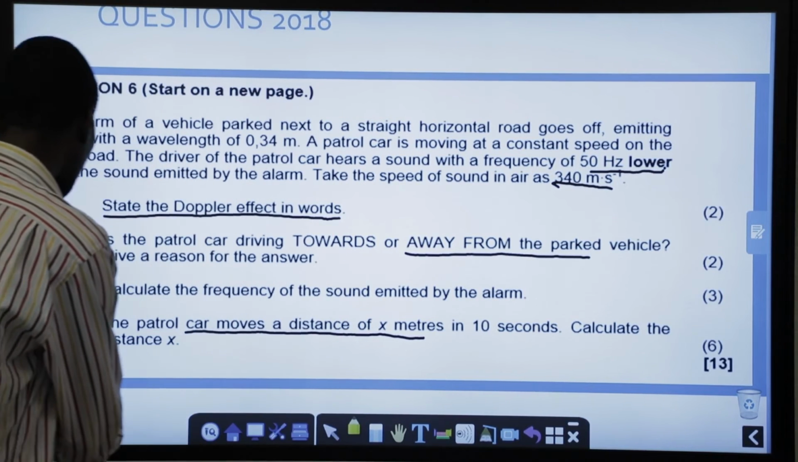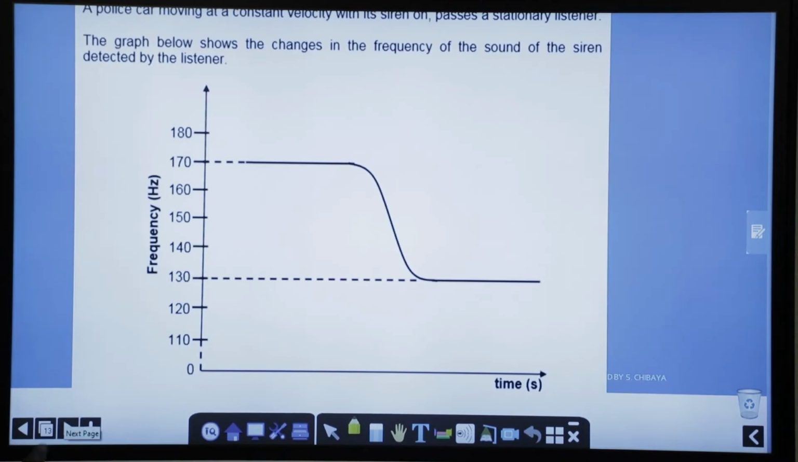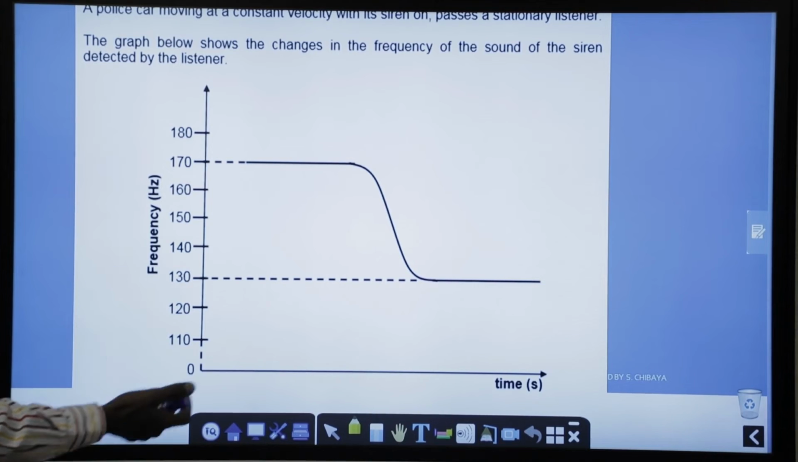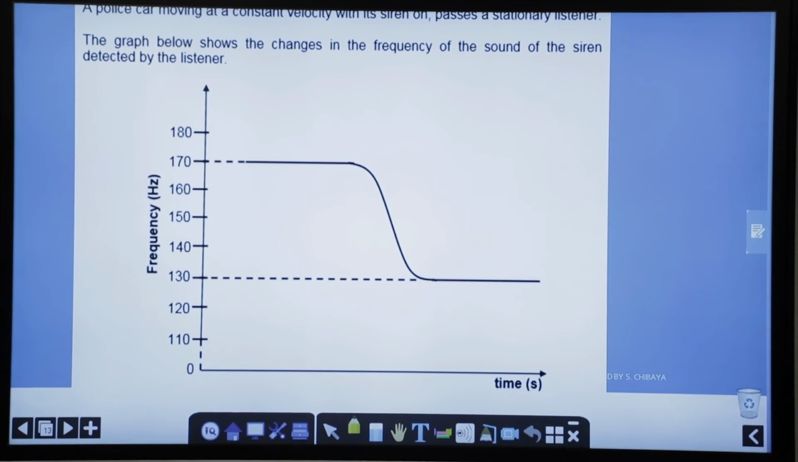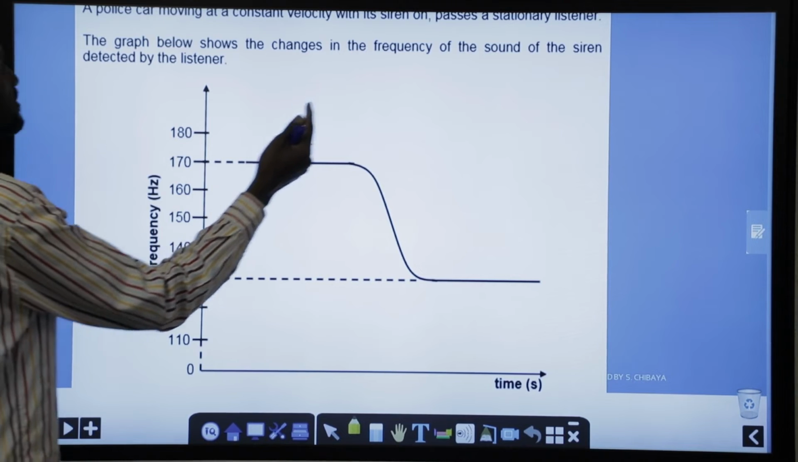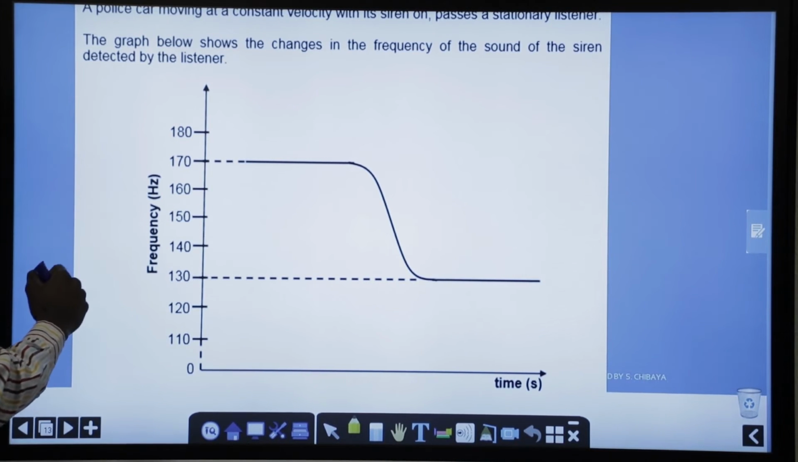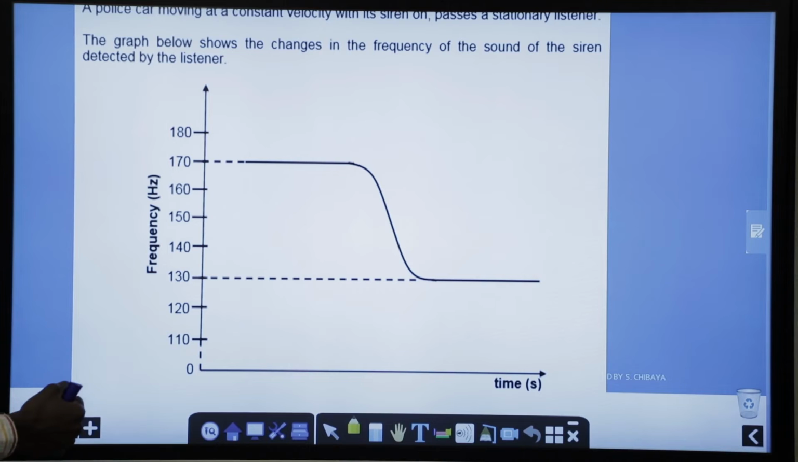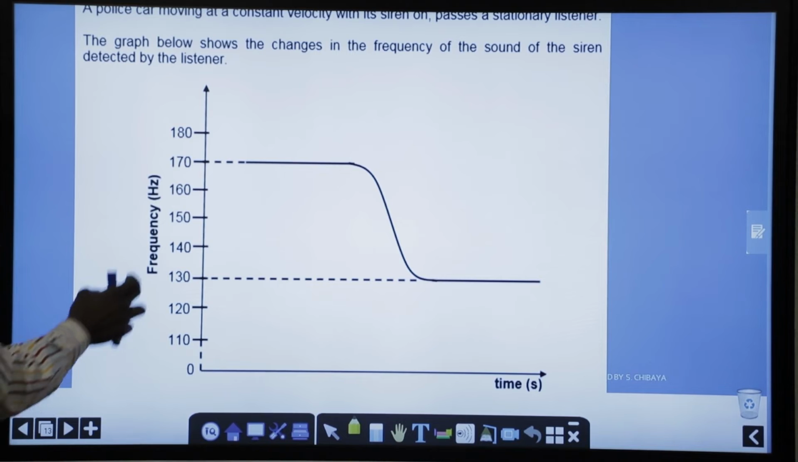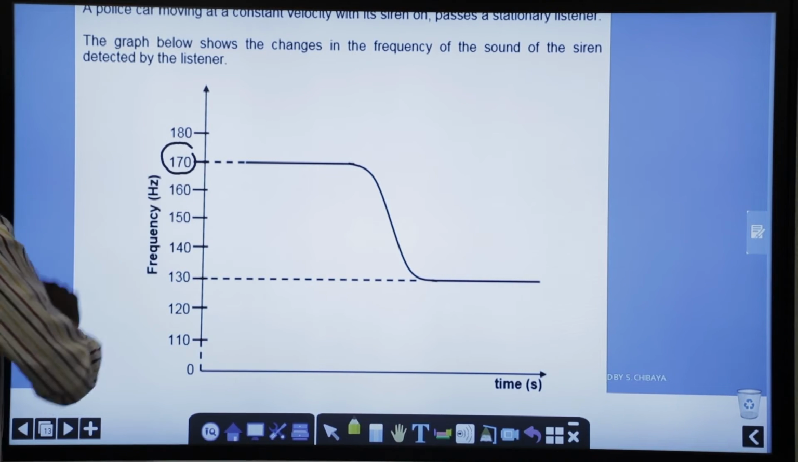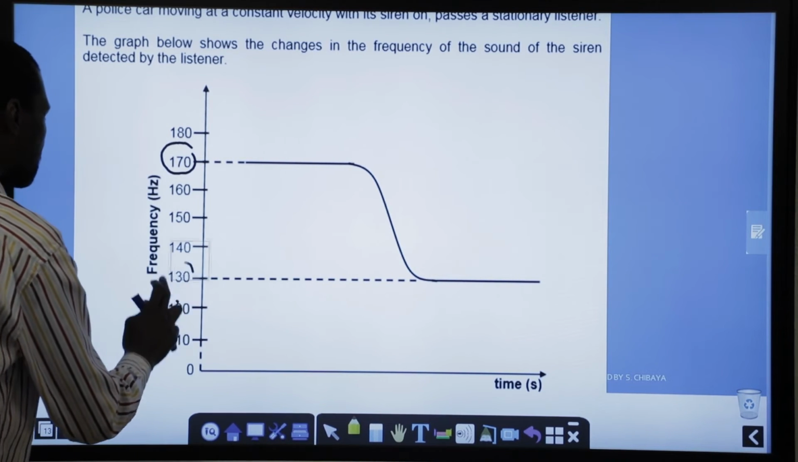All right, let's move on quickly to another question. A police car moving at a constant velocity. Oh, now we got a graph. This can be represented as a graph. Interesting. Passes a stationary listener. All right. The graph below shows the changes in frequency of the sound of the siren by the listener. Okay, so the frequency is 170 here and then 130 there.